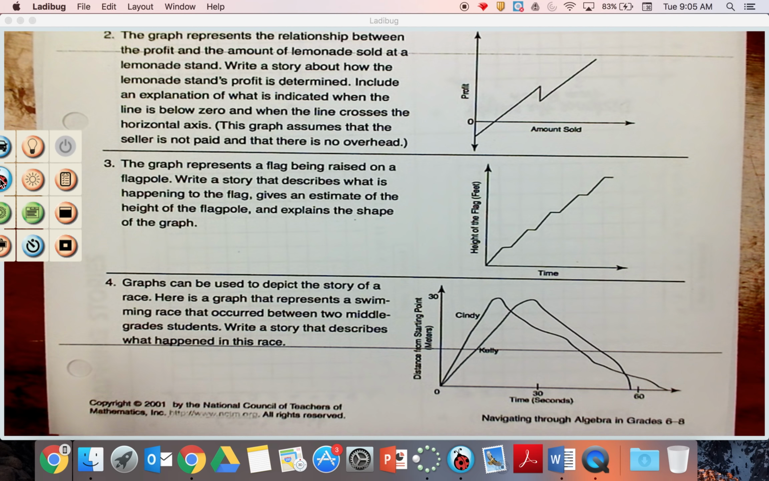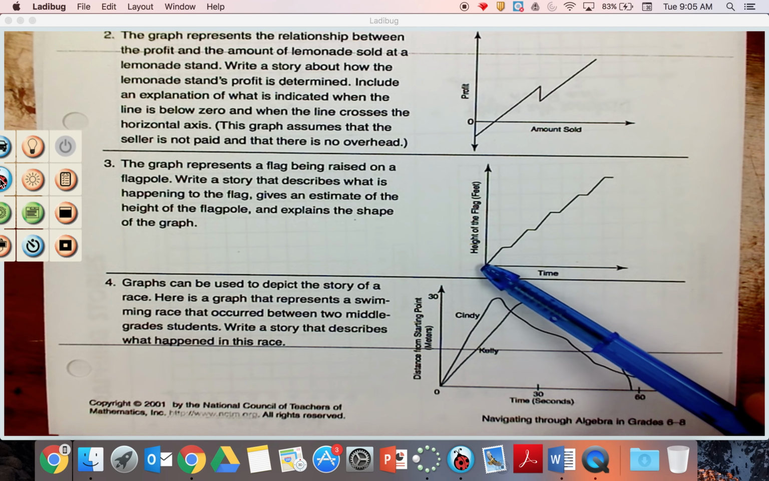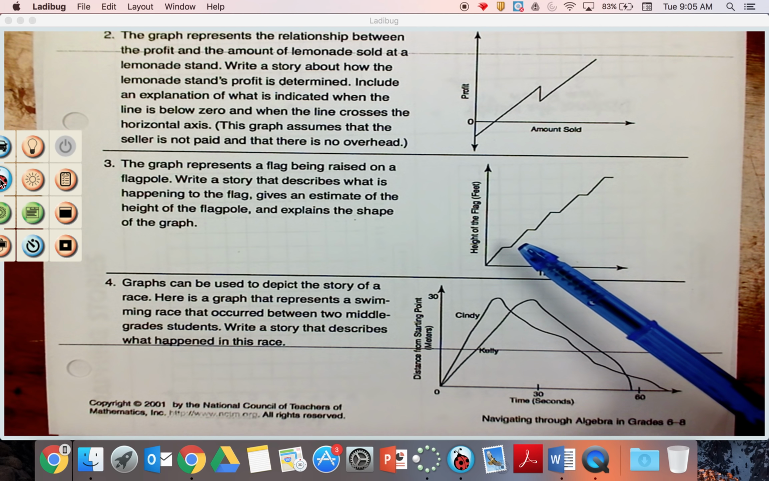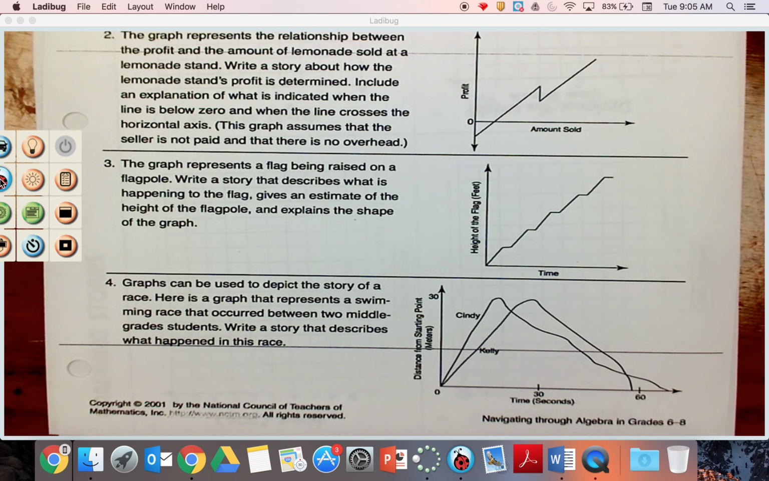The third one here is, can you tell me a story about a person raising a flag up a flagpole? As you can see, they're starting here at the bottom where they're hooking the flag in, and then it rolls up, and then something flattens out, goes up. What's happening there? How can you give me an estimation about what's happening as they're raising the flagpole?